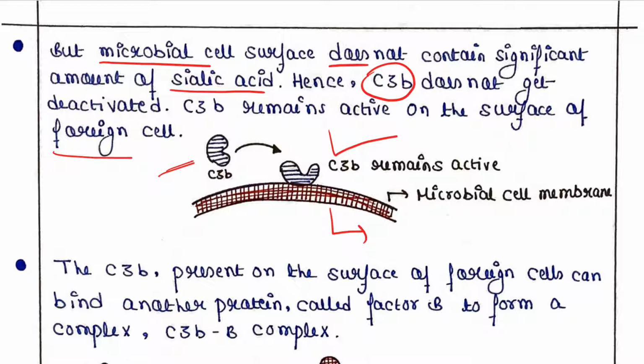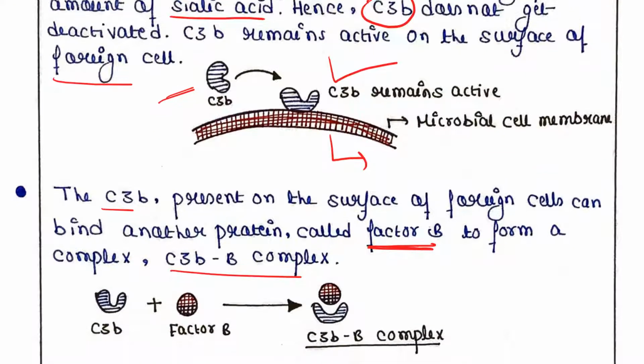It remains active. The C3b present on the surface of foreign cells can bind another protein called factor B. So the C3b will now bind factor B and form the C3b-B complex. You can understand this from here: this C3b is now at the cell surface, and it binds with factor B to form the C3bB complex.